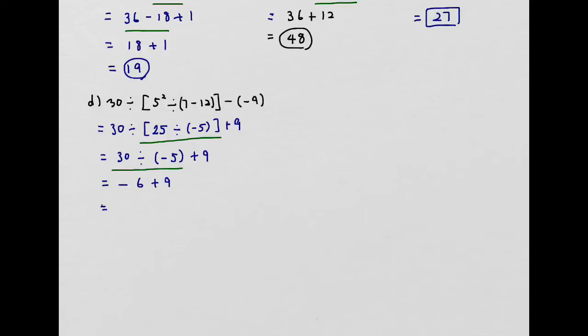The last thing I need to do is addition. We're adding negative 6 and positive 9. They are different signs. So when you have different signs, you're going to subtract the bigger number minus the smaller number. So it will be 9 minus 6, which is 3. The sign comes from the bigger number. The bigger number was 9 and the sign of 9 was positive. So your solution will be positive 3.